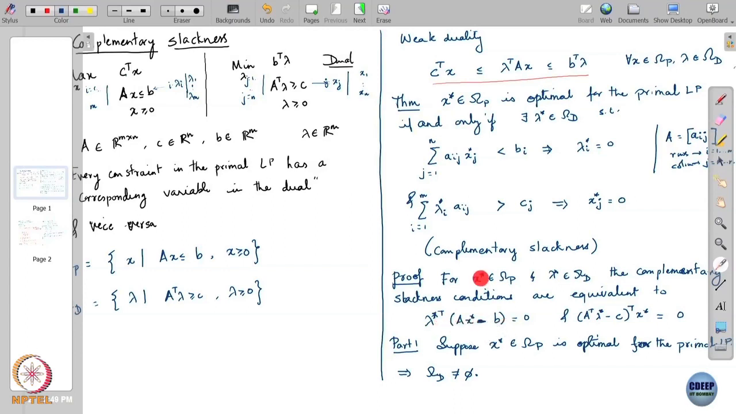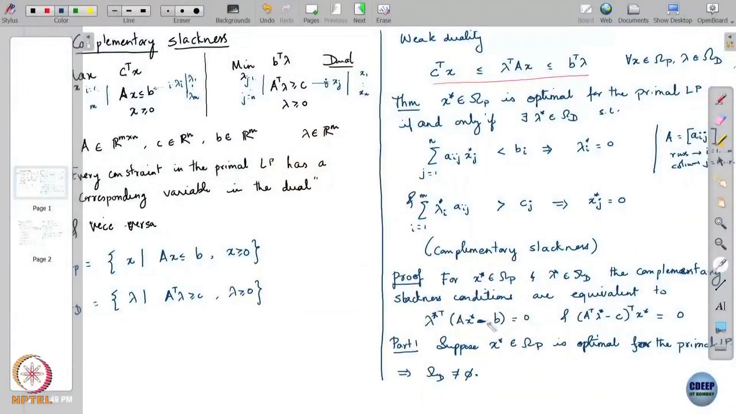Having said that, if I gave you two candidate solutions, just verifying that they are optimal is very easy. All I need to do is check that they are feasible and simply check that this holds. So finding one may be harder, but verifying is absolutely easy. What this has done is take a linear programming problem and reduce it to simply checking for the satisfaction of some nonlinear equations.